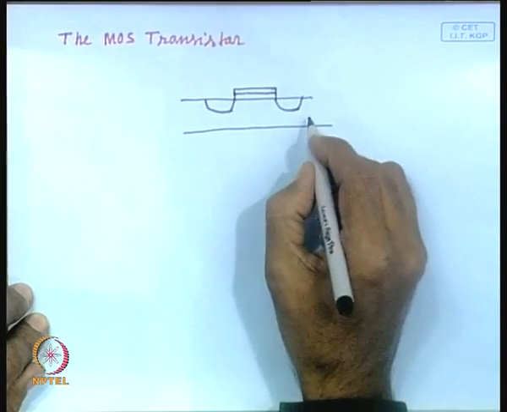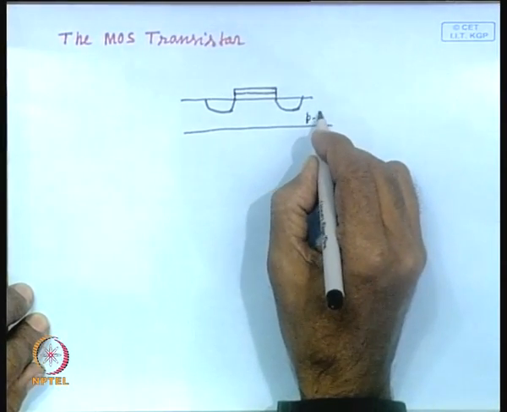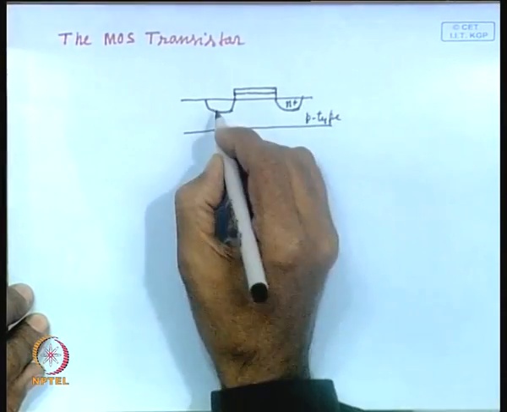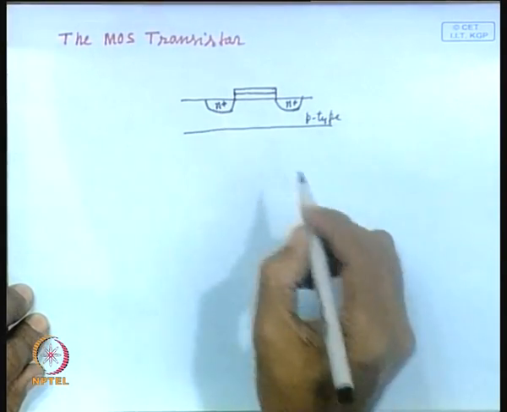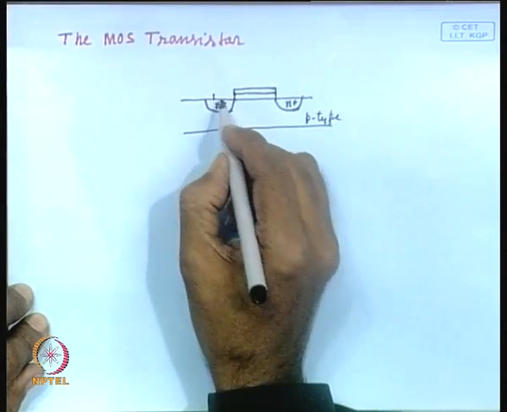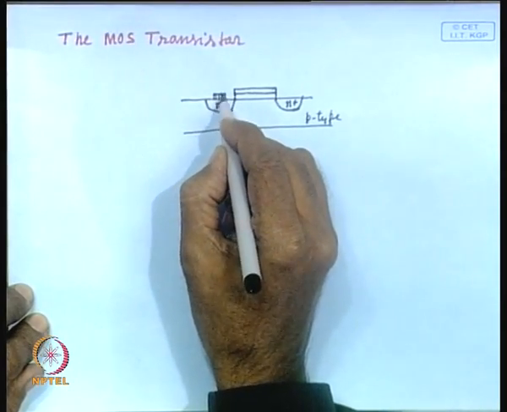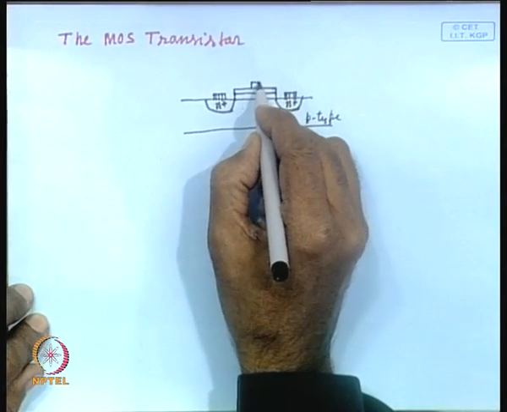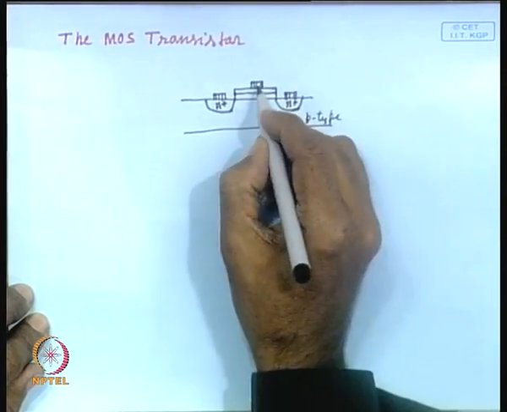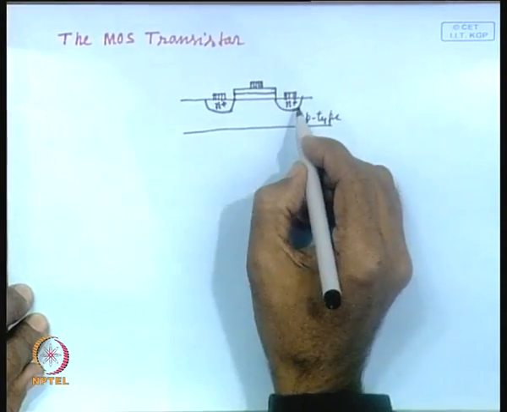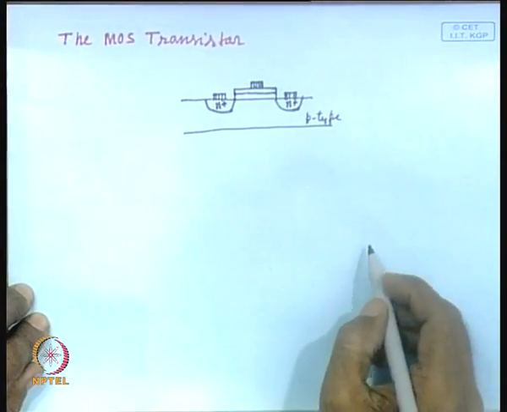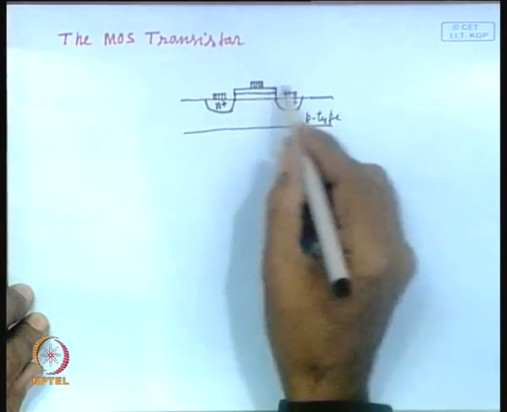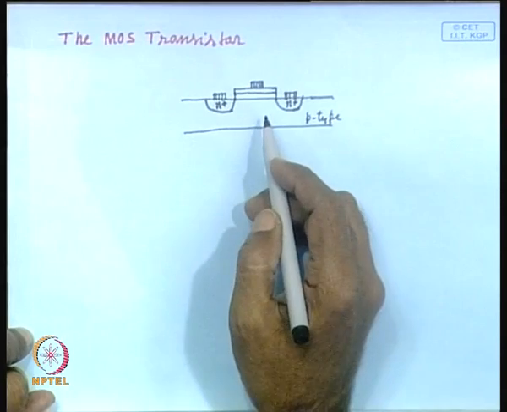So, this is the p-type substrate, then this is n plus and this is n plus. This will form the source and this will form the drain. I am assuming that I am taking electrical connections, so I have put metals on top of this source and drain. So, this is the structure of a very simple MOS transistor, an NMOS transistor.